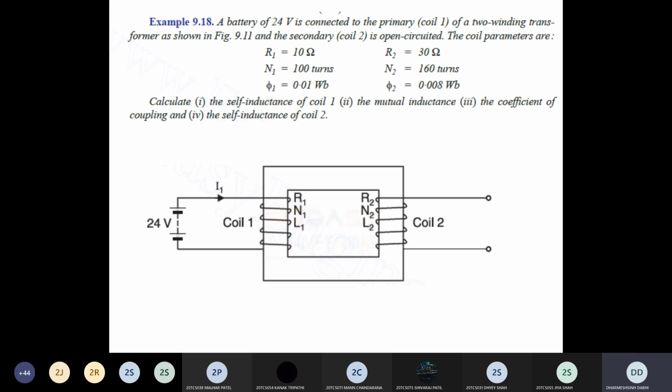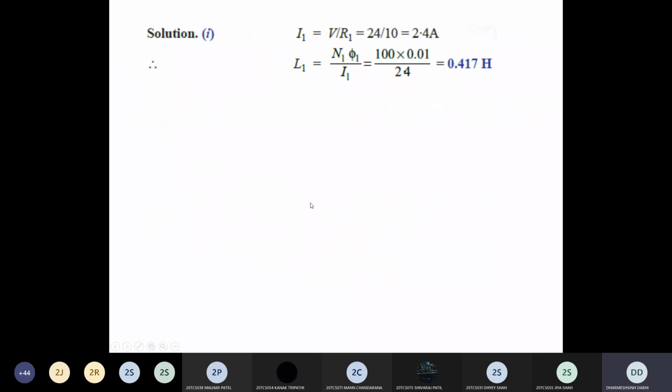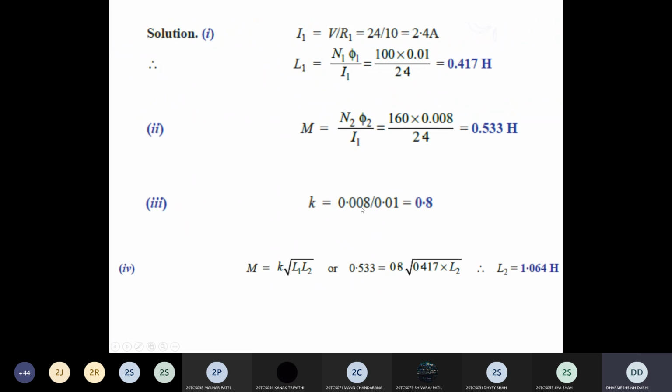Here coefficient of coupling means what? The portion of flux in coil 1 that links with coil 2, divided by the flux in coil number 1. It means phi 2 divided by phi 1 here. Clear? So K is equal to phi 2, given 0.008, and phi 1, given 0.01. So K is equal to 0.8. Clear, all of you? Did you get the answer? Now find out the fourth one, self-inductance of coil number 2.